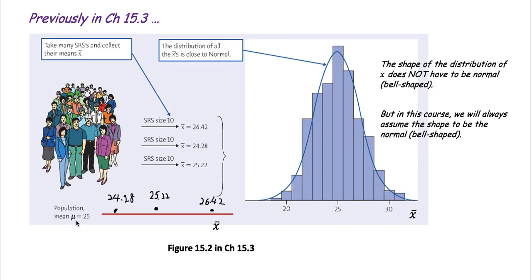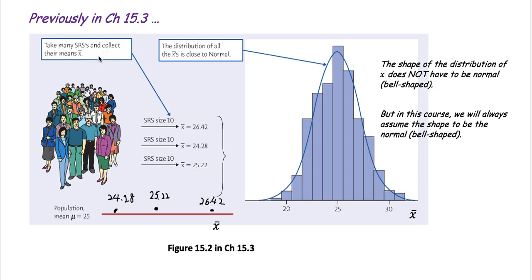Mu in this example is 25. Most of the times we don't know. But anyway, we have a population with a certain mu, a certain mean. And we are doing a thought experiment. So we imagine we take many simple random samples. SRS stands for simple random sample.